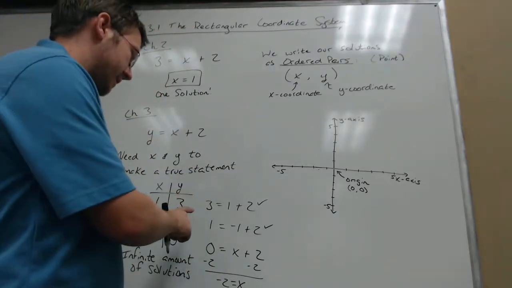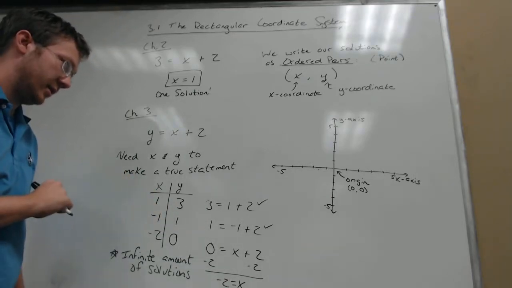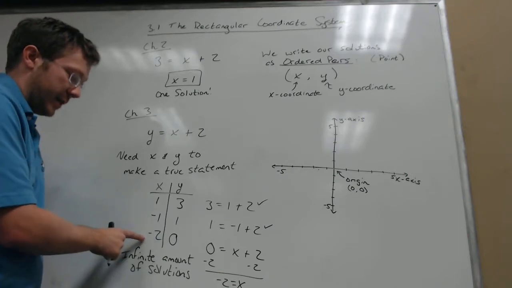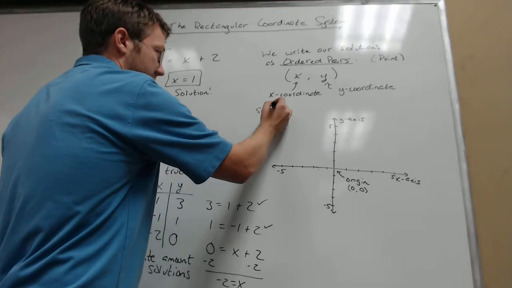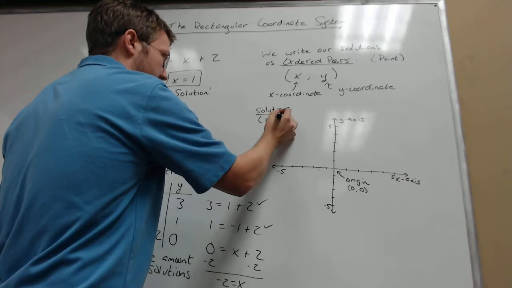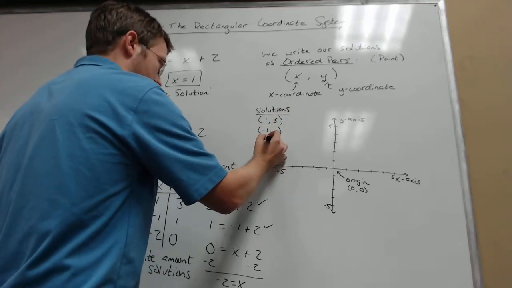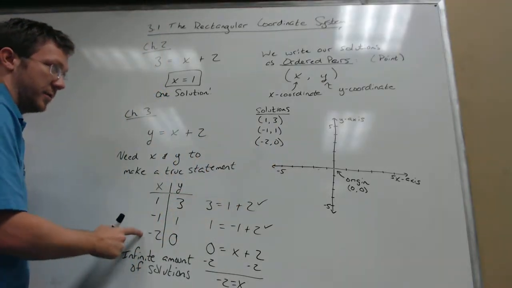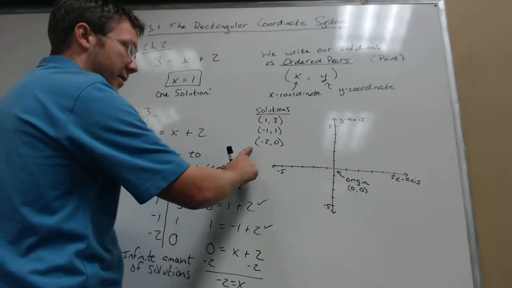So now let's revisit our solutions over here to this linear equation. I'm going to write these all in ordered pair format. So we have our solutions. Again, I'll write up here: 1, 3, negative 1, 1, and negative 2, 0. I just took these three solutions from over here and wrote them in here. If you came up with some more solutions, feel free to add them, because now we're going to want to put them on a graph.